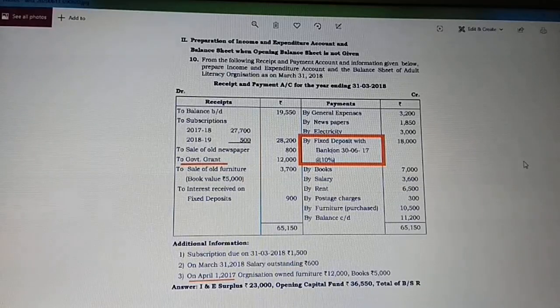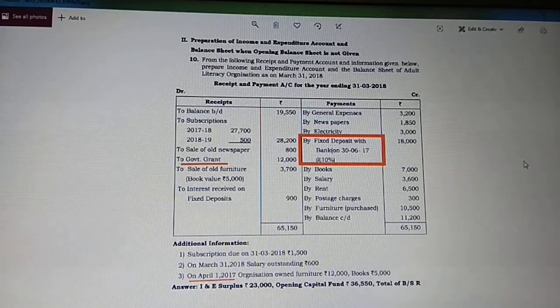When you're focusing on this screen of the question, could you see there is a highlight box, a rectangle box colored with orange by fixed deposit with bank, and the date is 30 June 2017. Always we remember payment side is going to be asset. This is going to be a deposit made with the bank, that is FD account, on 30 June, and interest rate on that which the bank provides for us is 10%. So this is an income for us. Interest on fixed deposit is an income. So keep this in mind.